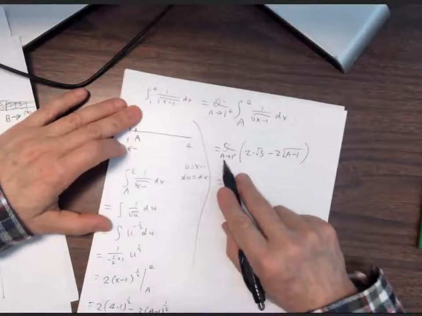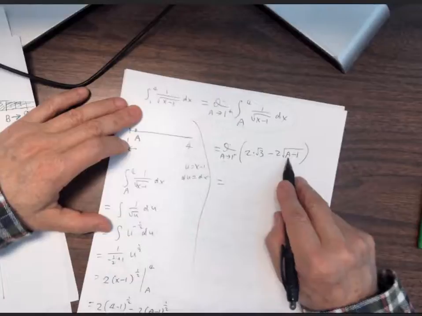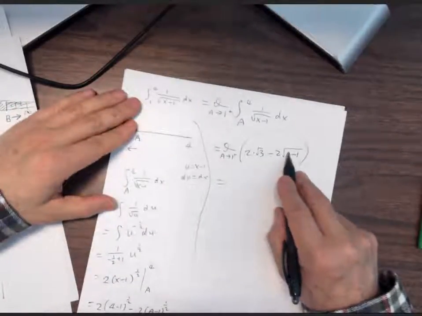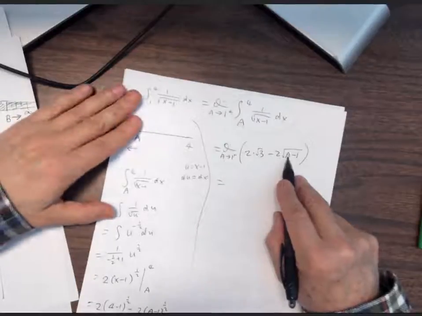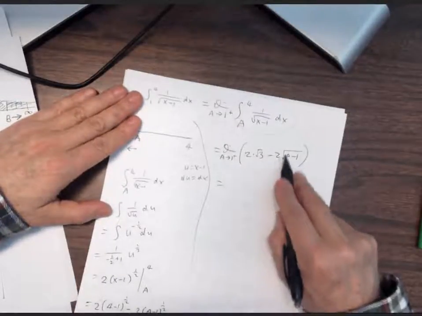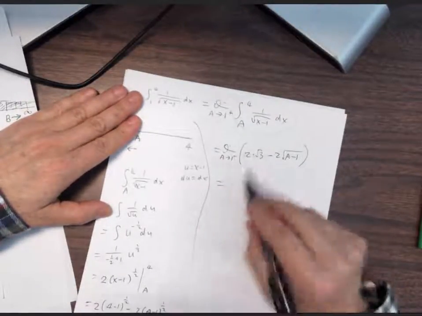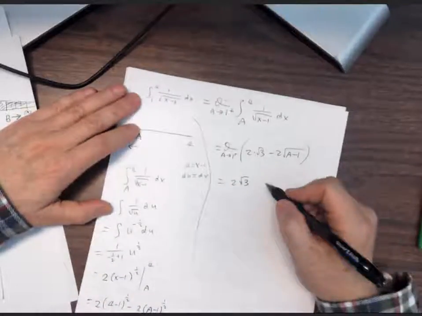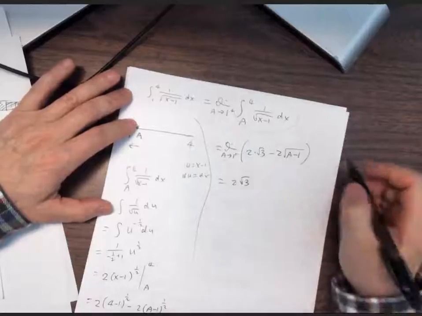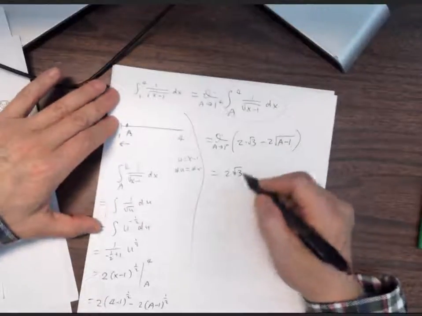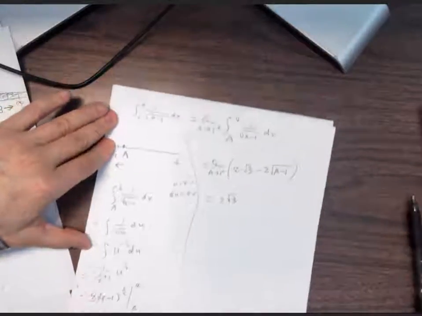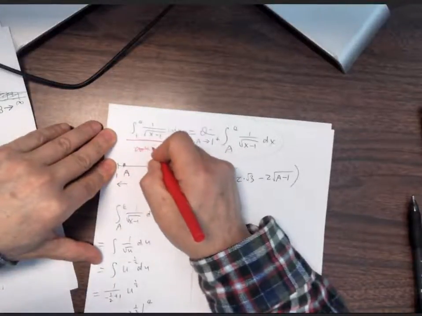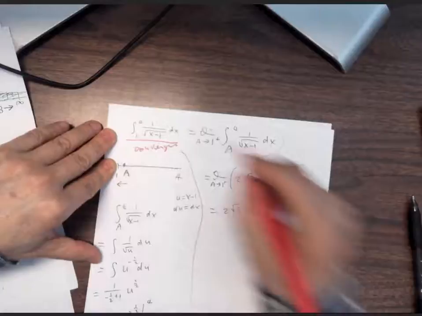Alright, now send A to 1. A approaches 1 from the right hand side. A is always more than 1, but as the value of A gets closer and closer to 1, we see this thing approaches 0. So this limit is 2 times square root 3. The answer is a final number again, so we claim this improper integral converges.